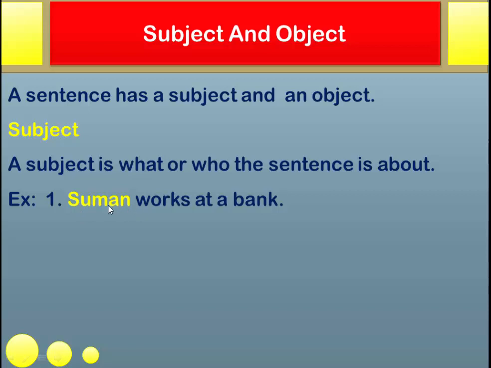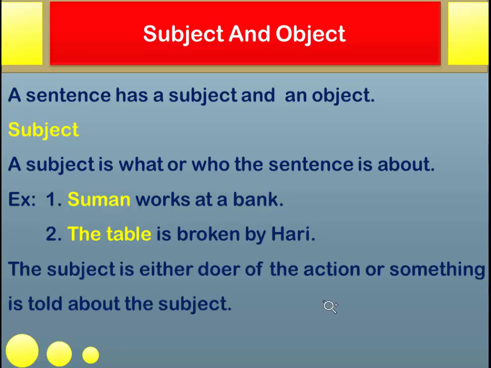Sometimes we say the subject performs some action. So who is performing the action? Suman is performing the action. Sometimes we talk about the subject. For example, the table is broken by Harry. So what are we talking about? We are talking about the table. So table is a subject. So what or whom we are talking about is called a subject. The subject is either the doer of the action or something is told about the subject.